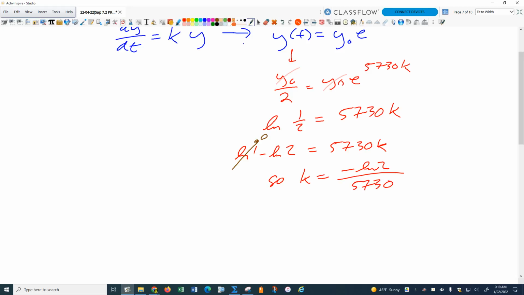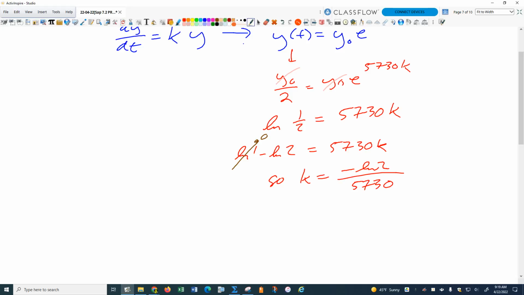So k must equal negative log 2 over 5730. And what if we weren't using carbon? Well, I just would have had a different number here for the half-life. This is the result you're always going to get. k is always equal to negative log 2 divided by the half-life of the material you're talking about, right?